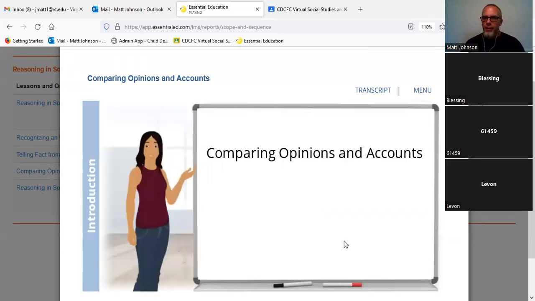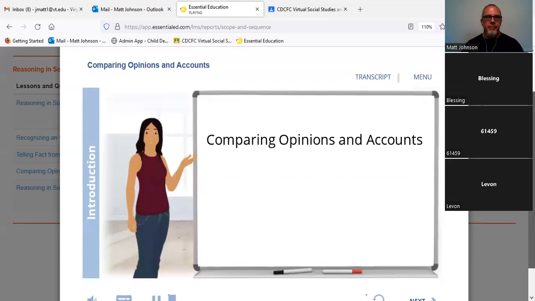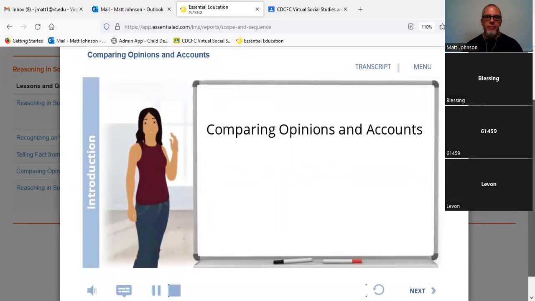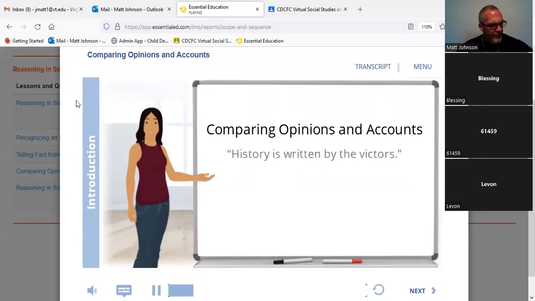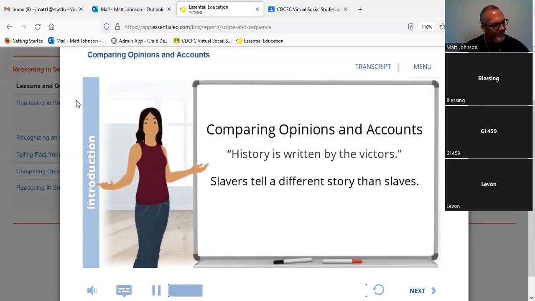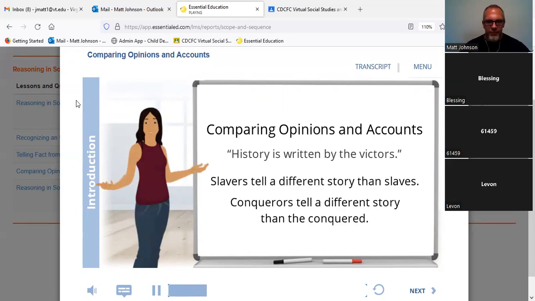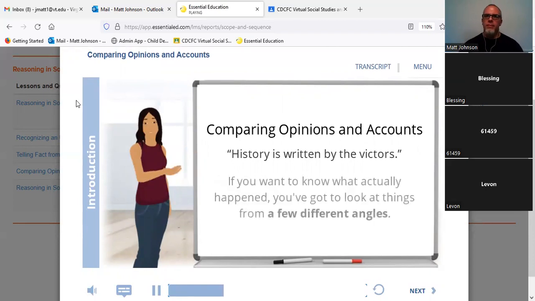When I was young, I thought history was a single true story. I didn't stop to think about how history is different depending on who's telling the story. There's some truth to the old saying that history is written by the victors. Slavers tell a different story than slaves. Conquerors tell a different story than the conquered. That doesn't mean that you, as a student of history, have to limit yourself to a single perspective. In fact, if you want to know what actually happened, you've got to look at things from a few different angles.